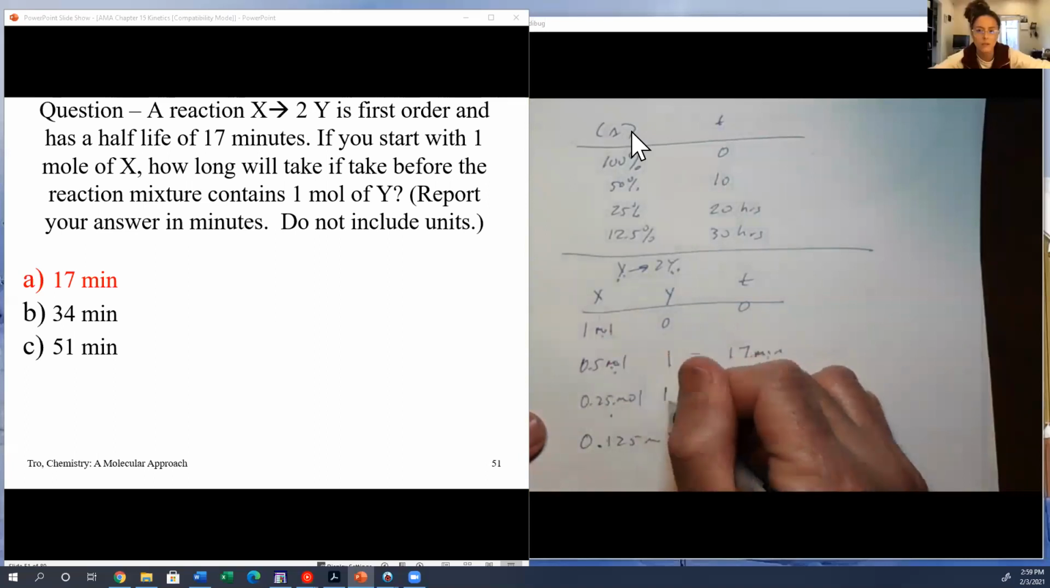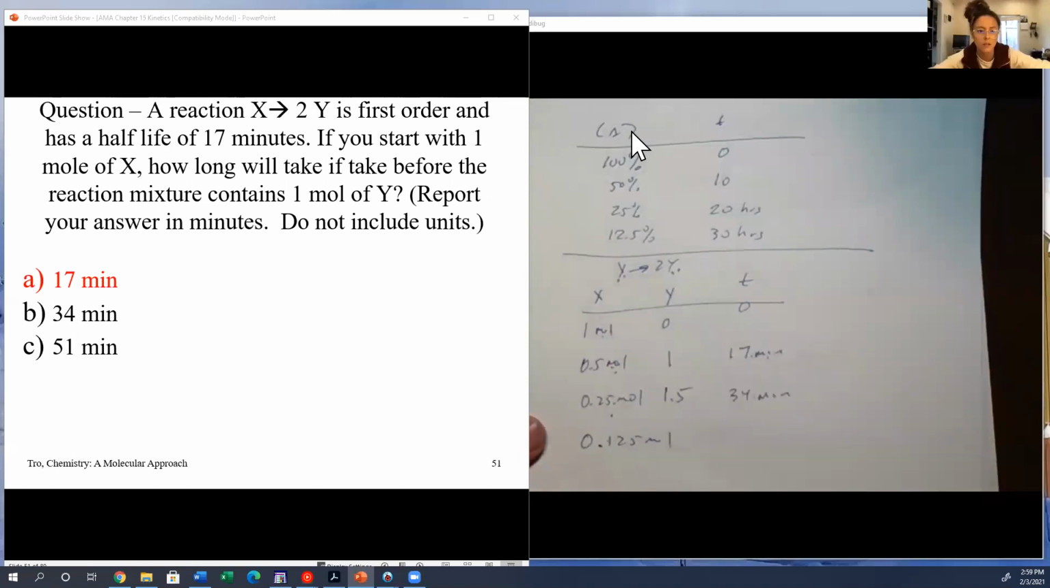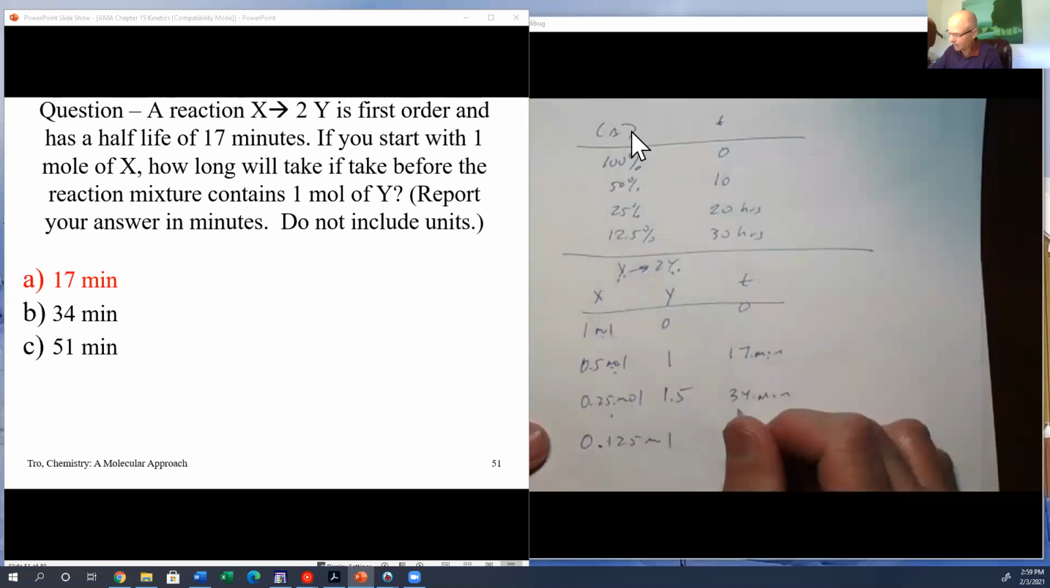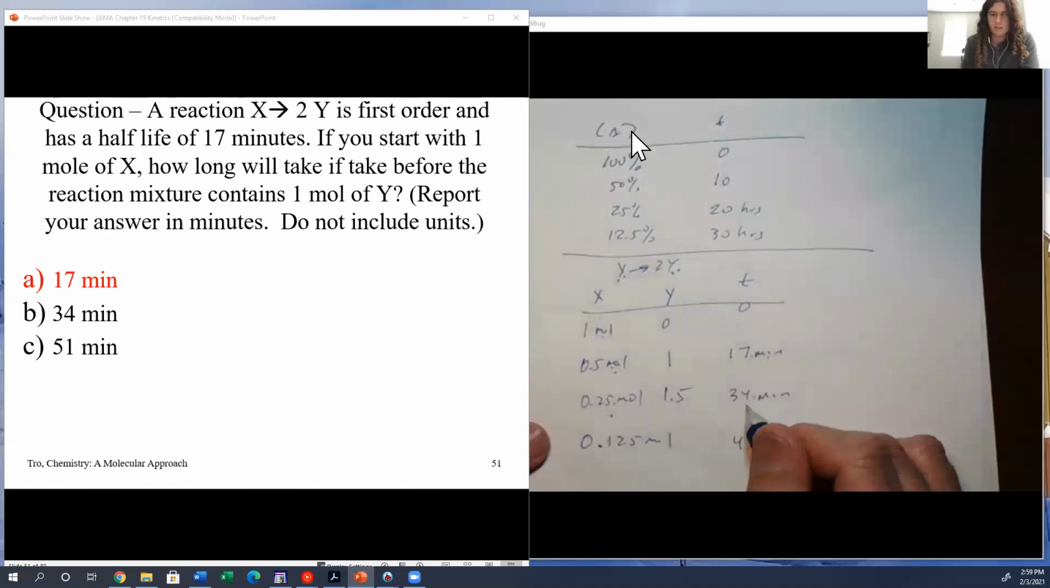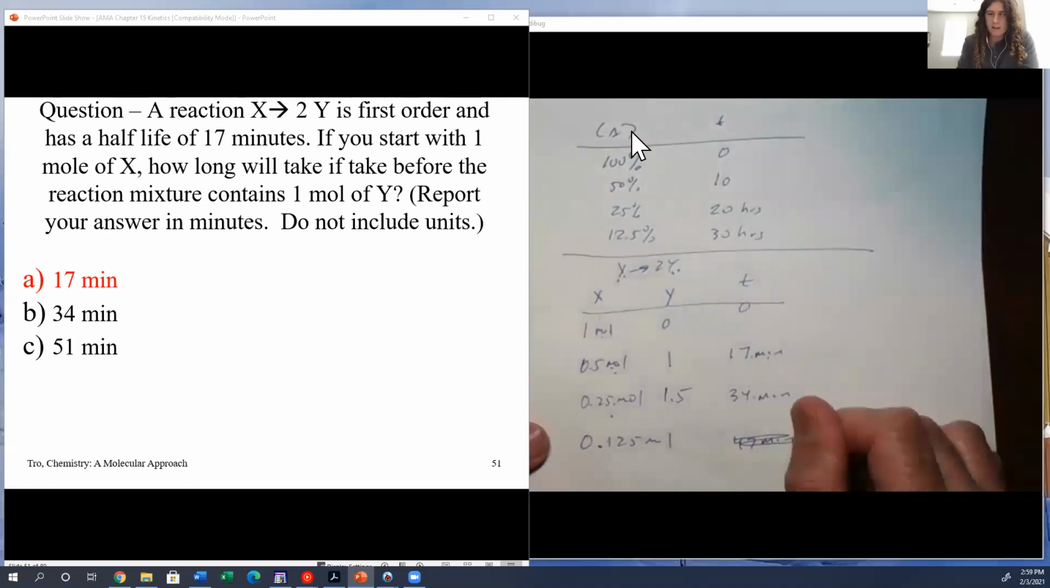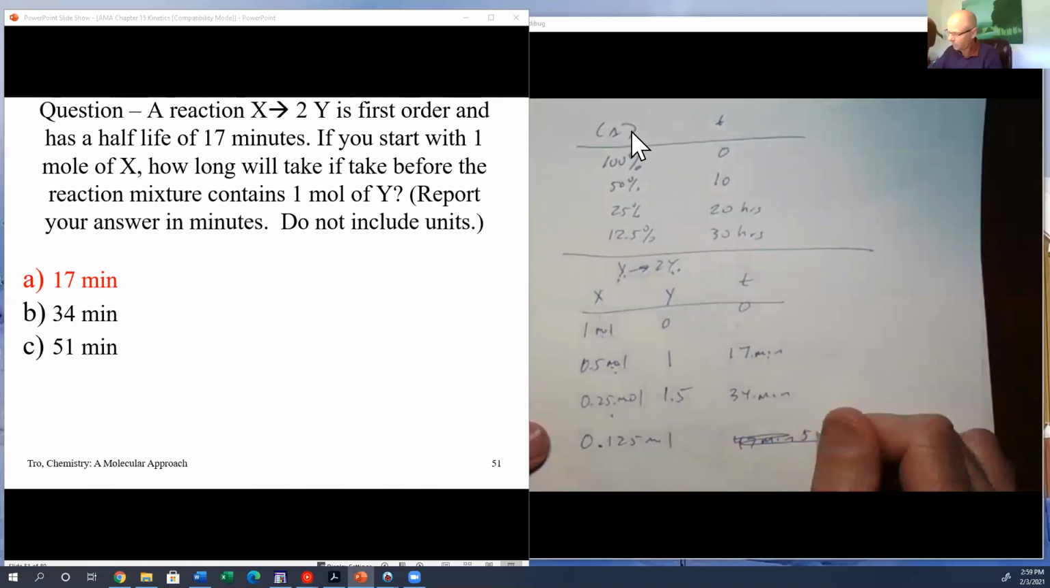$1.5. 1.5. Correct. 1.5. Right? So after, what's that? 17, 34, 44, 47... 47 minutes. Is that right? No, man, 51. I can't think. 50, 34, 54 minus 3, 51, right? 51 minutes? 3 half-lives?